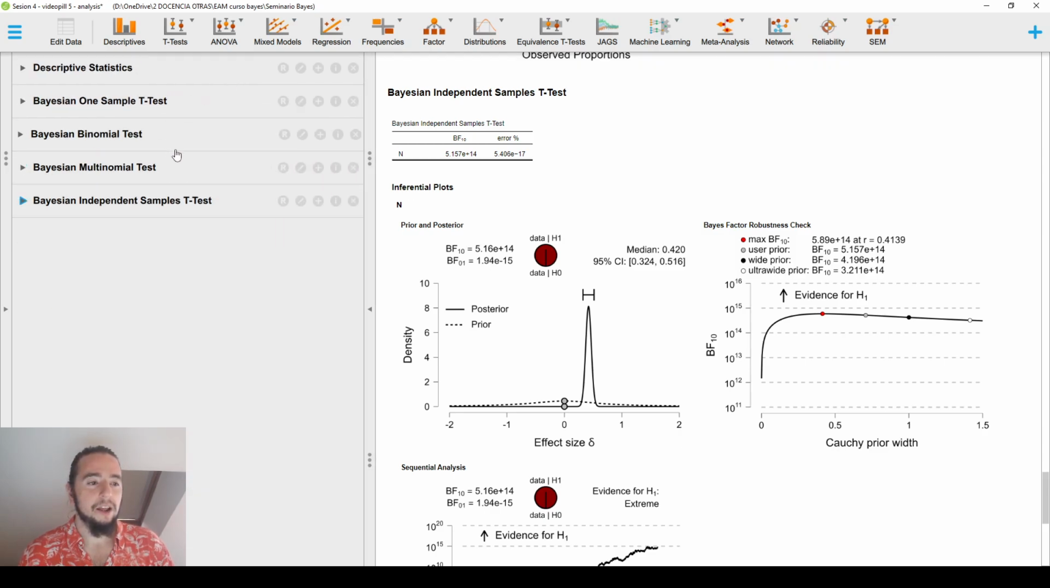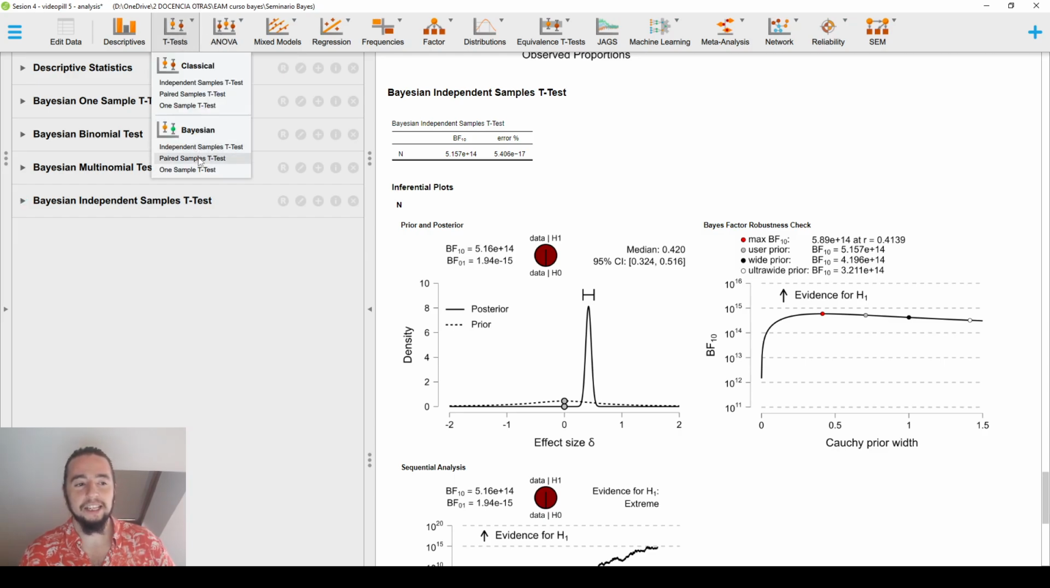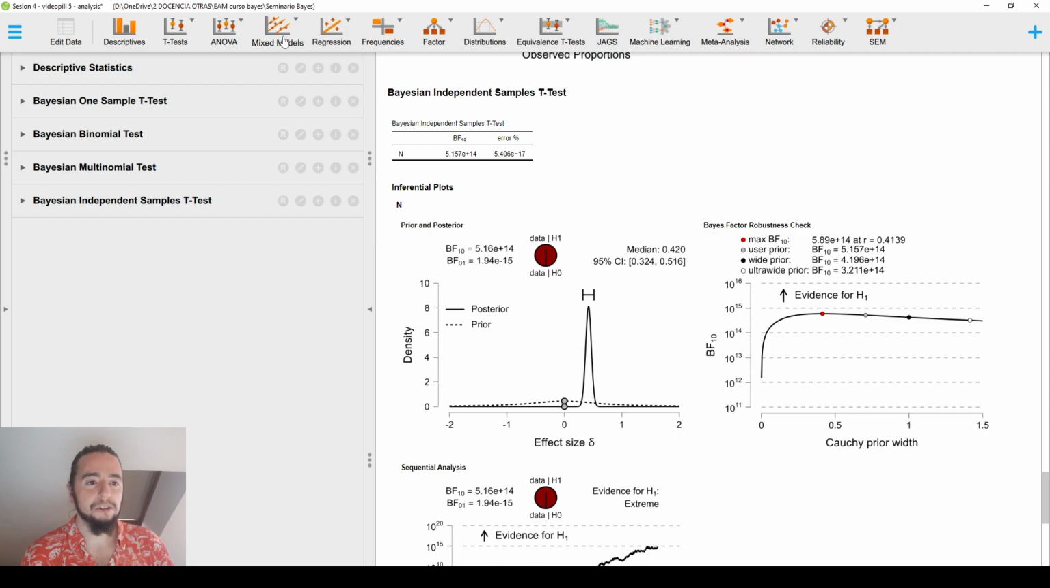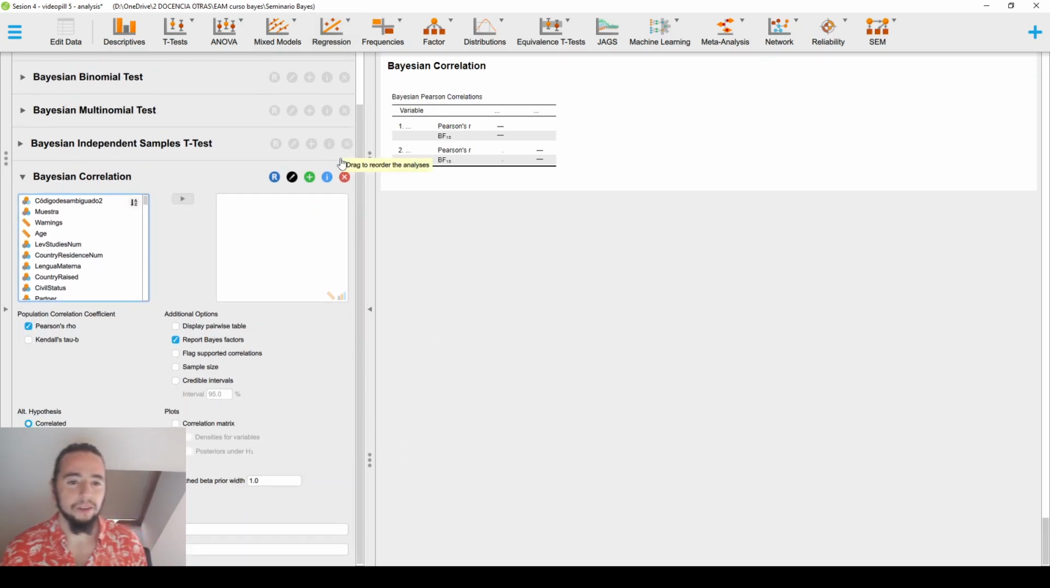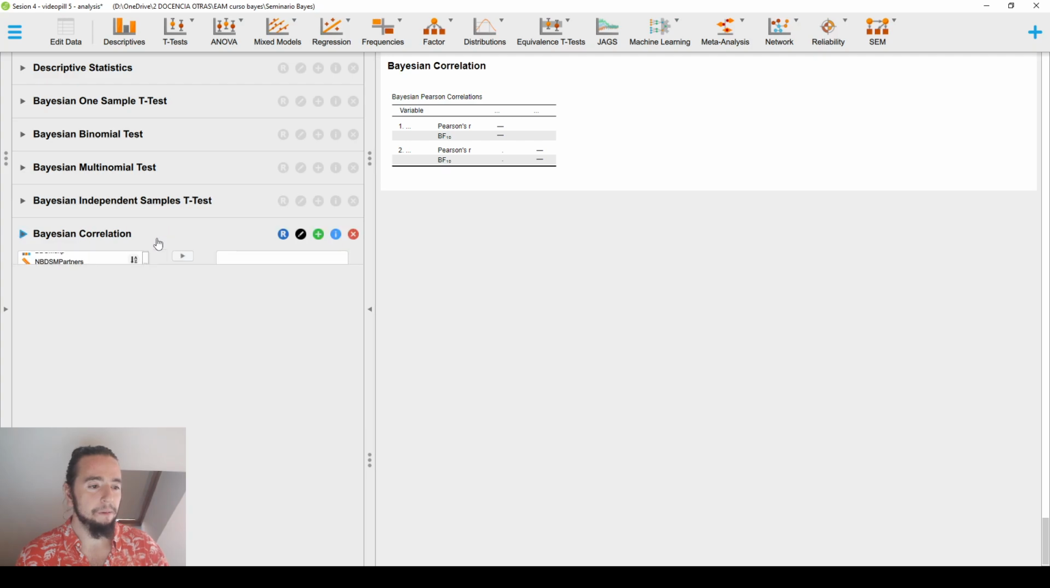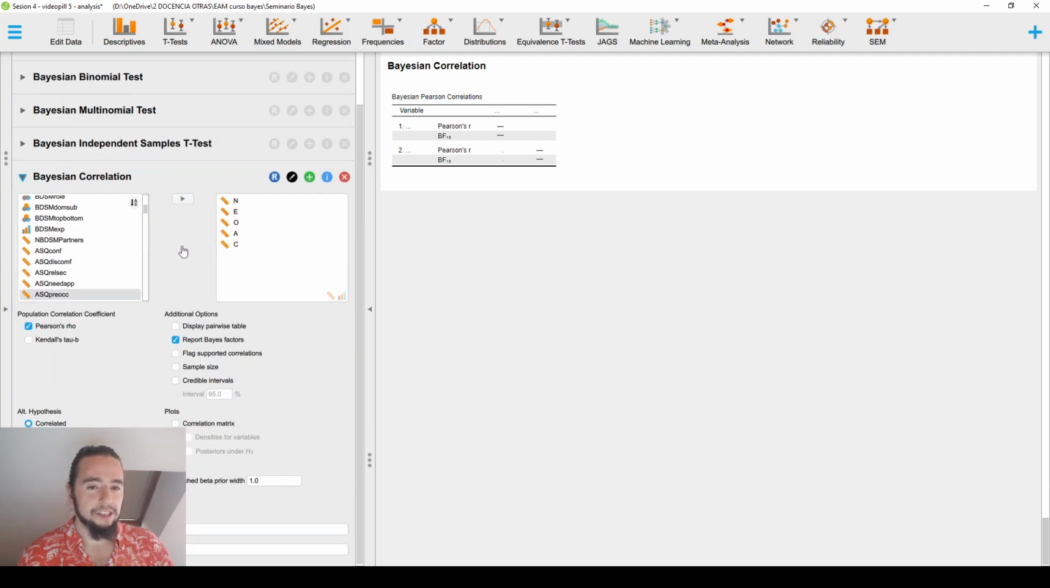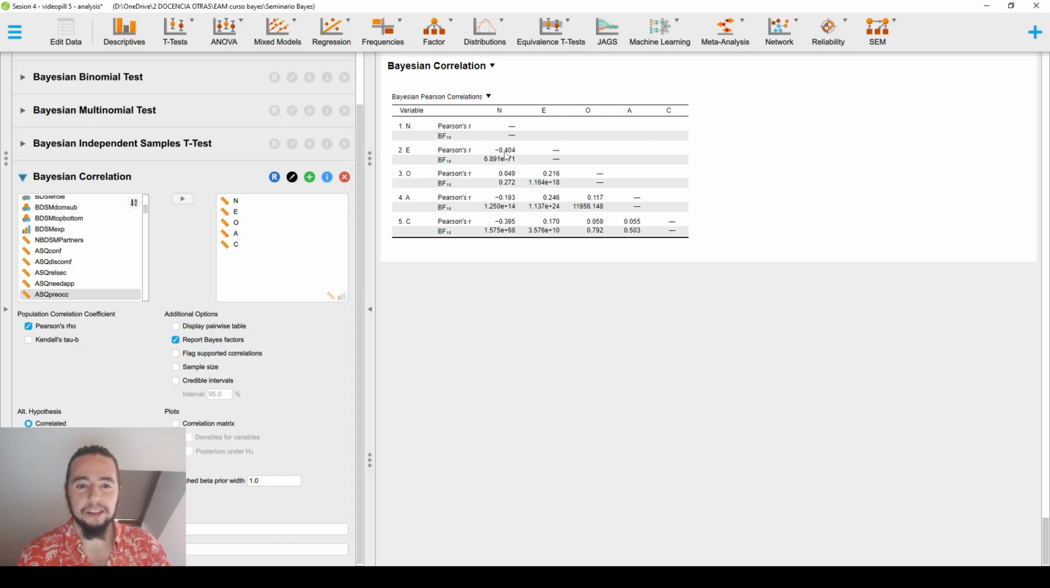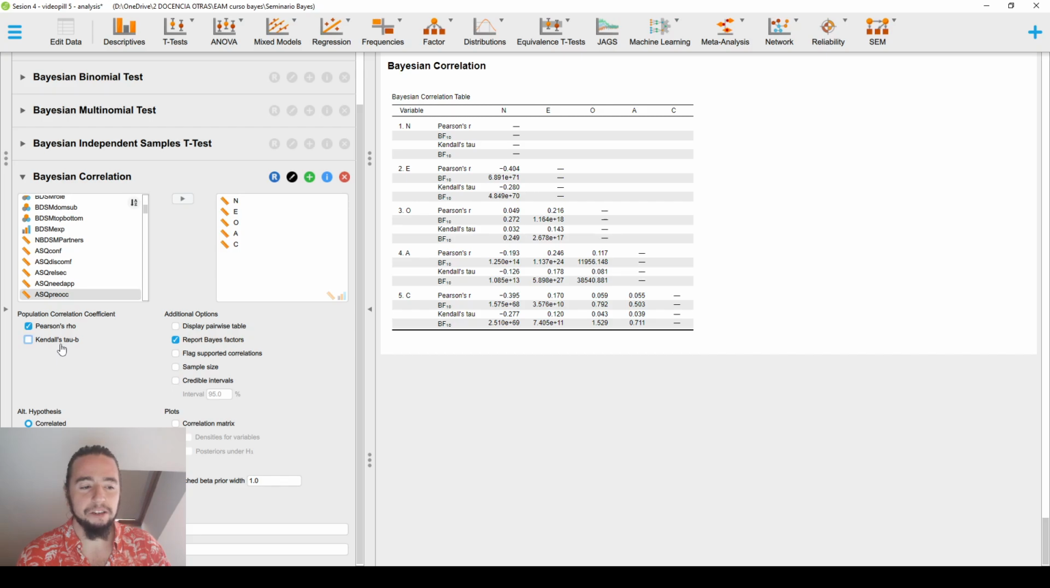Okay, I will not do the paired samples t-test because this dataset doesn't allow it. So I will go for Bayesian correlations right now. There you go, Bayesian correlation. And let's have a look, for example, at the whole Big Five, the relationships between them. Now we have the Pearson's r and their respective Bayes factors. You can also choose Kendall's tau-b if you like.